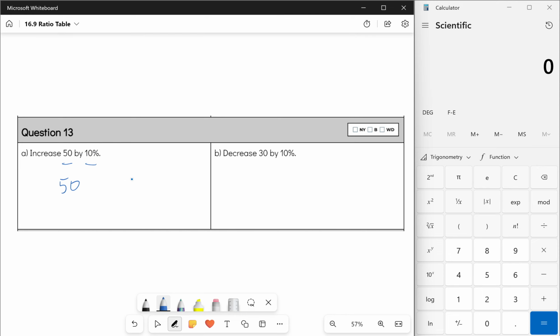So let's work through this one step at a time. The question asks us to increase 50 by 10%. The first thing we need to do there is to find out what 10% of 50 is. And the way that we find out what 10% of a base number is, or any percent of a base number, is to multiply that base number by the decimal version of the percent. So we're going to take our base number, 50, and we are going to multiply it by the decimal version of 10%.